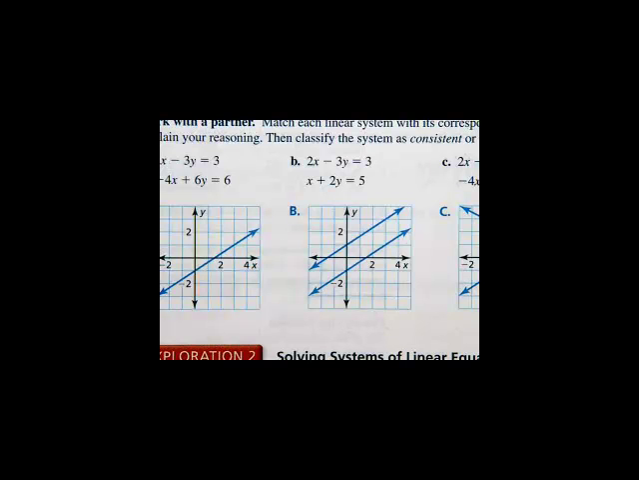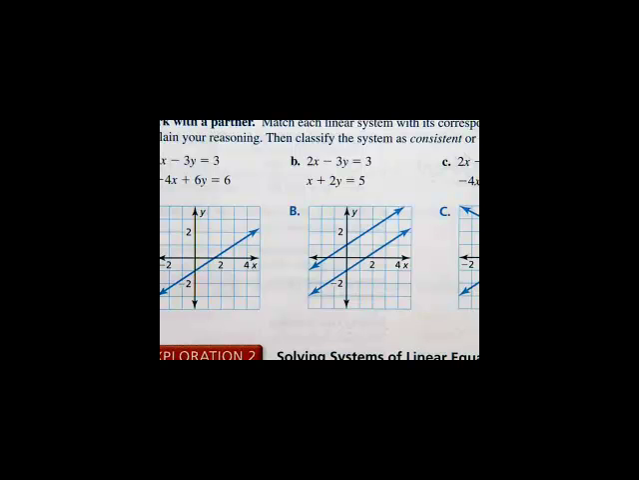Don't remember? It's where they cross. Where they cross is the solution. Okay? So, in graph B, where do they cross? They don't. So, how many solutions does it have? None. Yeah, there's none for that.